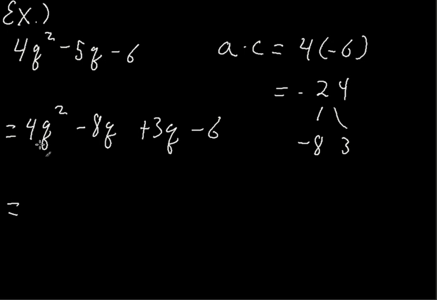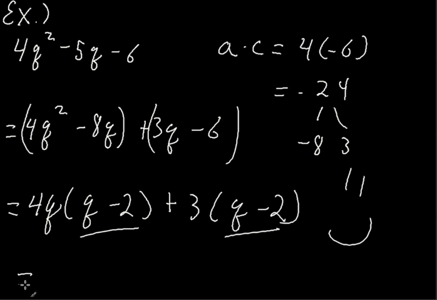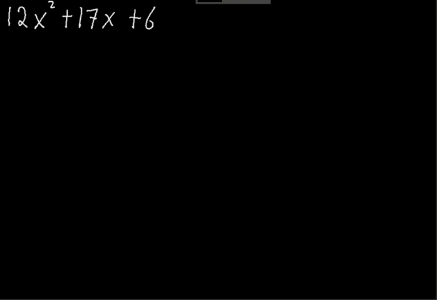All right. So I can pick my pairs, the first 2 and the last 2. I can take out a 4q. That leaves behind q minus 2. 3q minus 6, it looks like I can take out a 3, leaving q minus 2. And look at that, these are the same. So I can factor out q minus 2, 4q plus 3. All right, that's fully factored. Good. Hopefully the AC method is making a little more sense to you.